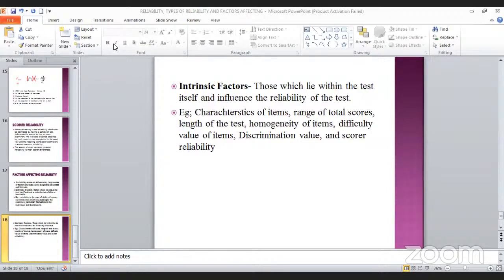And let's see these examples here of intrinsic factors. They are characteristics of items, range of total scores, length of the test, homogeneity of items, difficulty value of items, discrimination value, and score reliability. So let's take some of the examples here.